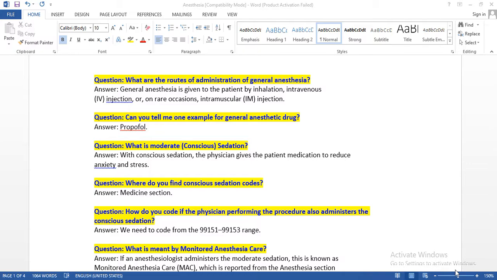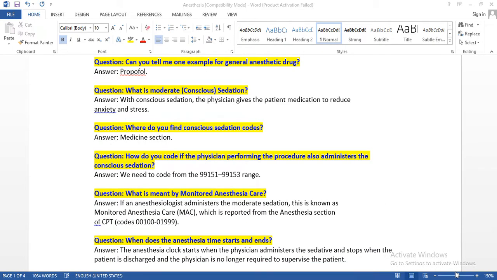Sometimes in operative reports we used to see LMA, laryngeal mask airway. This is the inhalation process. Usually they will use intravenous injections also, or sometimes based on the procedure and patient condition they will use intramuscular injections too. Next question: can you tell me one example for general anesthetic drug?